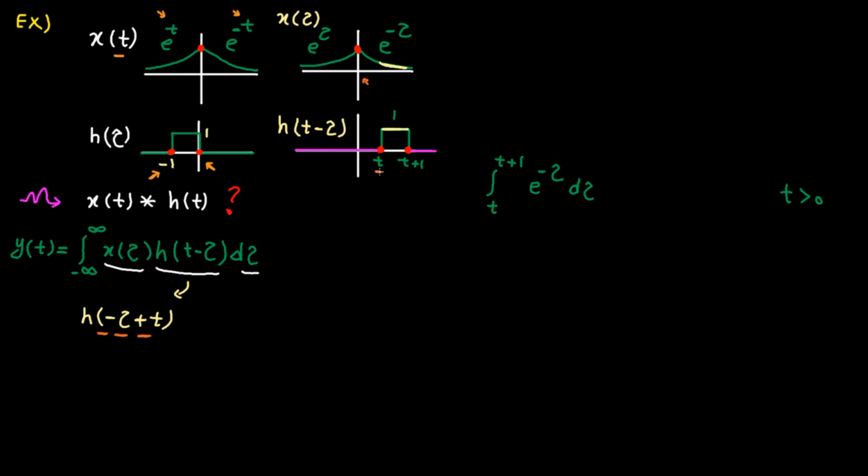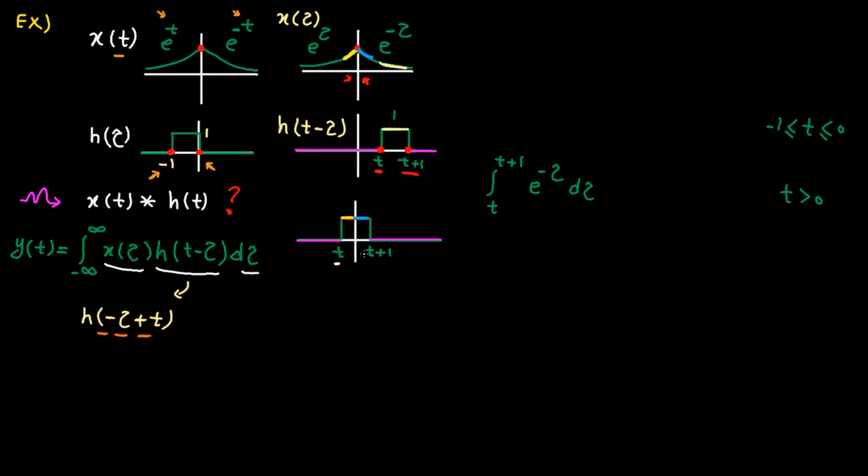The second scenario is when t is less than 0 and at the same time t plus 1 is greater than 0, which means t is greater than minus 1. So for this case, t is less than 0 and greater than minus 1. Let me write it here and plot this scenario. Before t and after t plus 1, h is 0, and consequently the product between x and h is 0 everywhere except this box. But look at this box carefully. This part is multiplied by e to the tau and this part is multiplied by e to the minus tau. So we have two integrals.